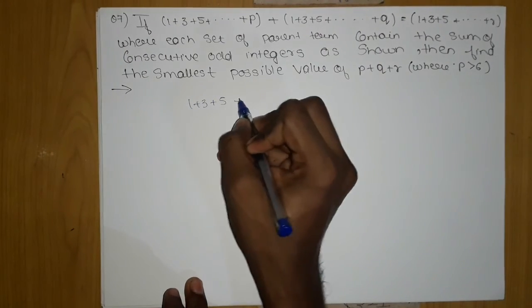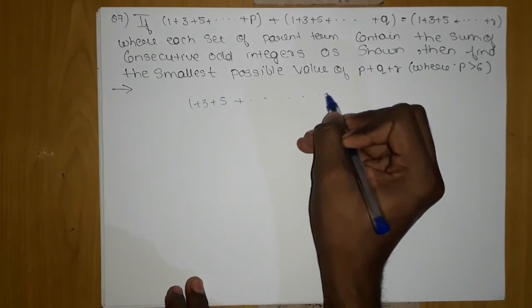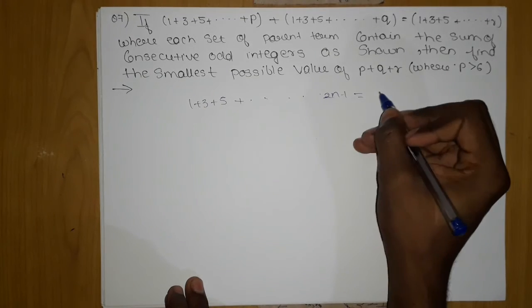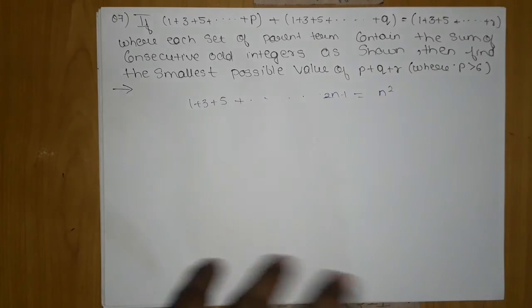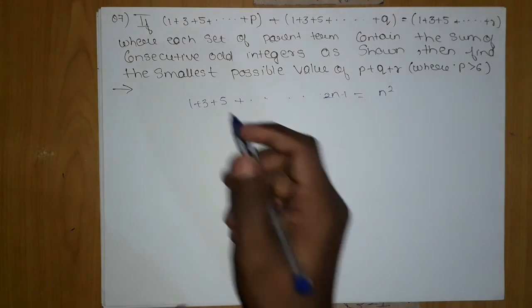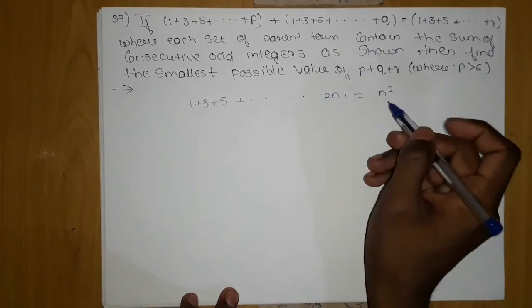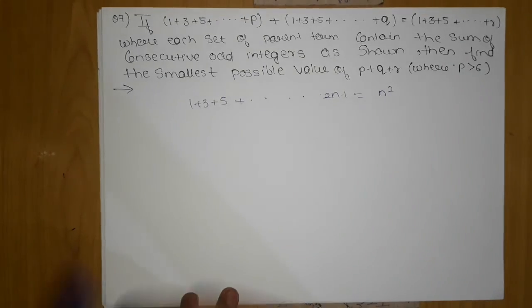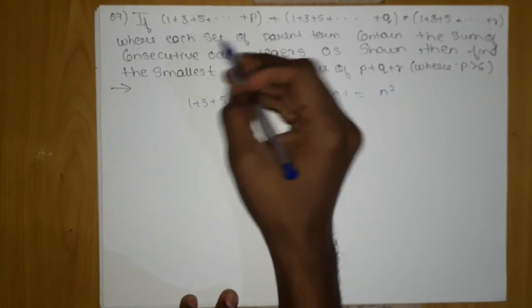Now, the sum of odd natural numbers is what? It is taught in earlier classes. It is nothing but n square. You can also study this in principle of mathematical induction, but it doesn't matter. You just learn that the sum of the first n odd numbers is nothing but n square.